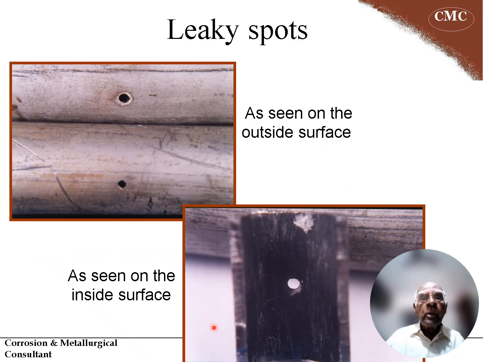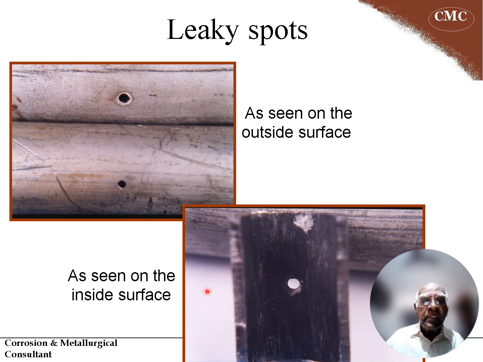These are the leaky spots. You can see the outside of the tubes is quite clean. Clean means not generally affected except the leaky hole. You can see the leaky hole on two adjacent tubes. This is one tube, this is another tube.